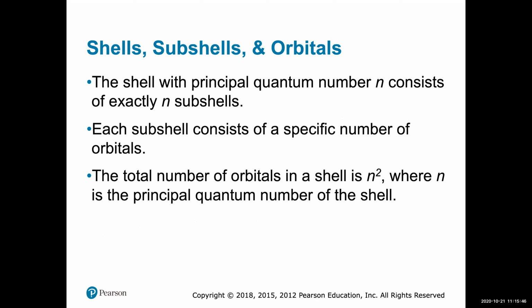The shell with principal quantum number n consists of exactly n subshells. And then each subshell consists of a specific number of orbitals. The total number of orbitals in a shell is n squared, where n is the principal quantum number of the shell. So if n is 1, it's 1. If it's 2, it's 4. If it's 3, it's 9, and so forth.